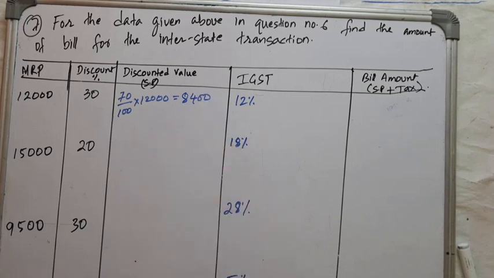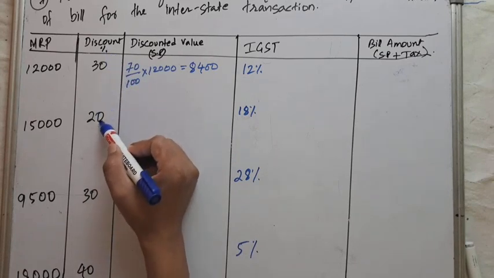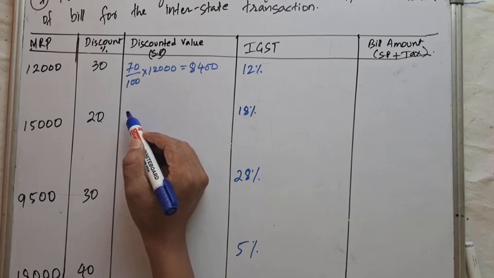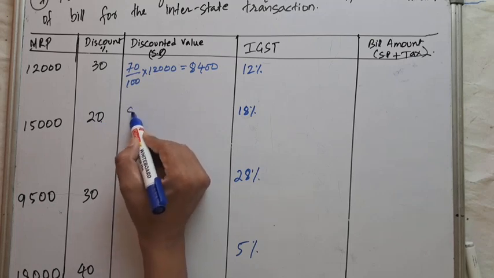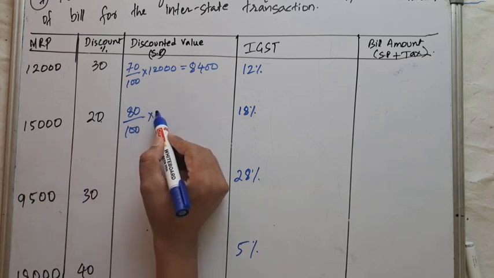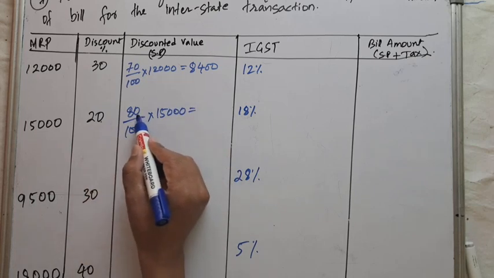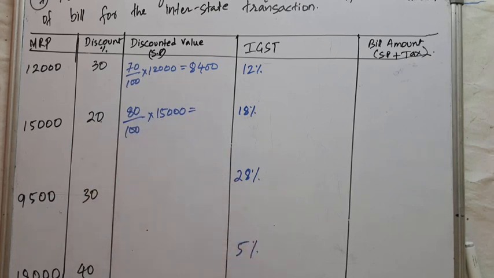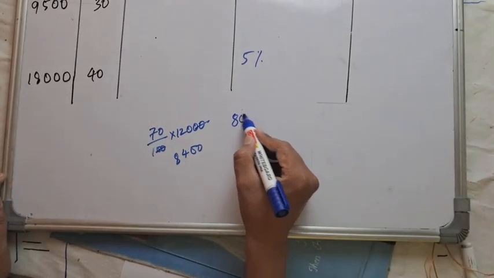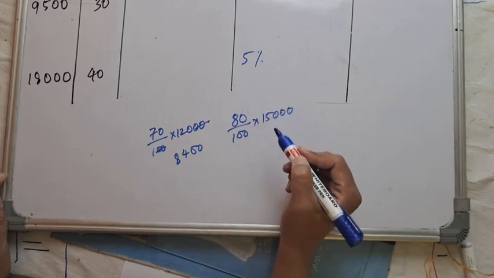8,400 will be the selling price. In the second case, the discount percent is 20% and the MRP is 15,000. So the discounted value or the selling price will be 80% of 15,000. 100 minus 20 gives us 80, isn't it? So let's calculate 80% of 15,000.